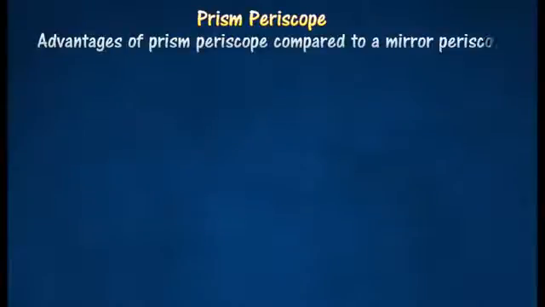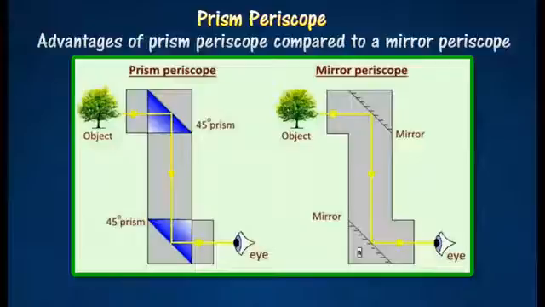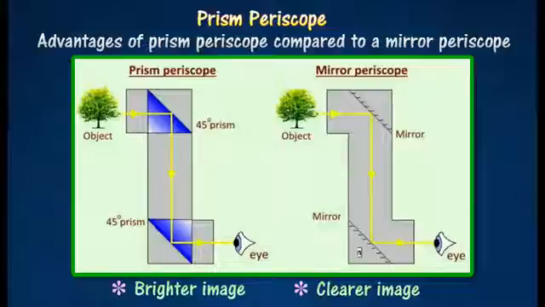Advantages of prism periscope as compared to a mirror periscope. The image of the prism periscope is brighter, as compared to a mirror periscope, because all light energy is reflected. The image of the prism periscope is clearer, as compared to a mirror periscope, because there is no overlapping of images.